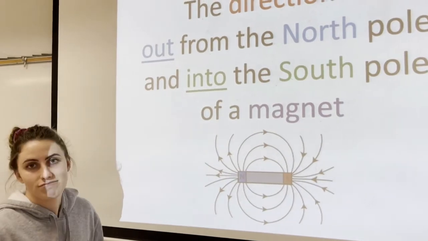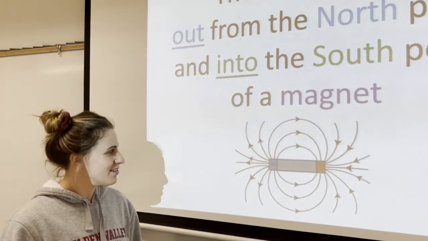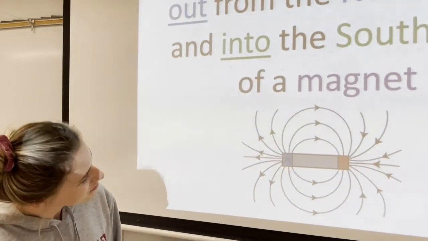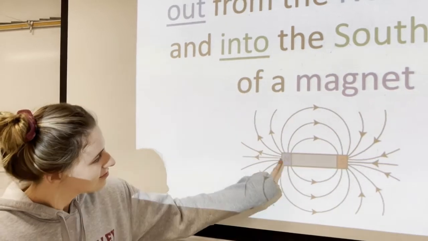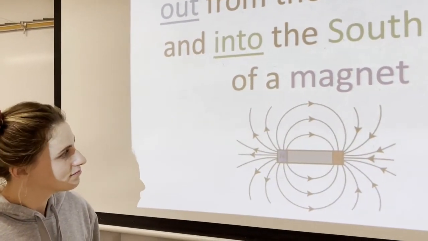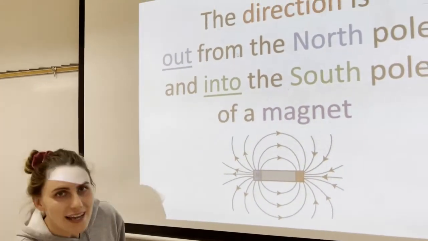I just got a great idea. On your diagram that you made yesterday, add those arrows in. Just decide which end is going to be north, put that on the bar magnet, which end is going to be south, and put arrows on your lines of force. Okay, do that now.